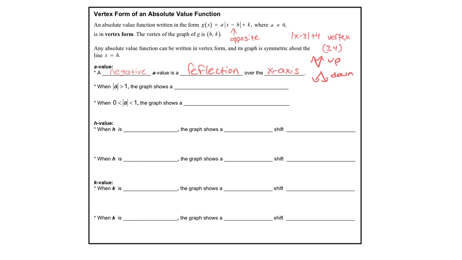Now, when you look at the a value, if you take its absolute value and it's greater than 1, the graph will show what we call a vertical stretch. Okay? And in a way, it's going to look more narrow or skinny.